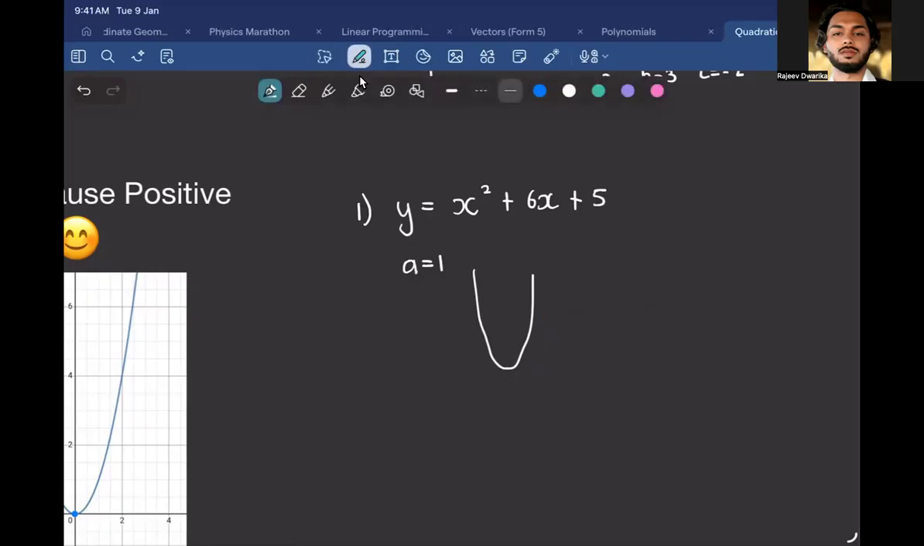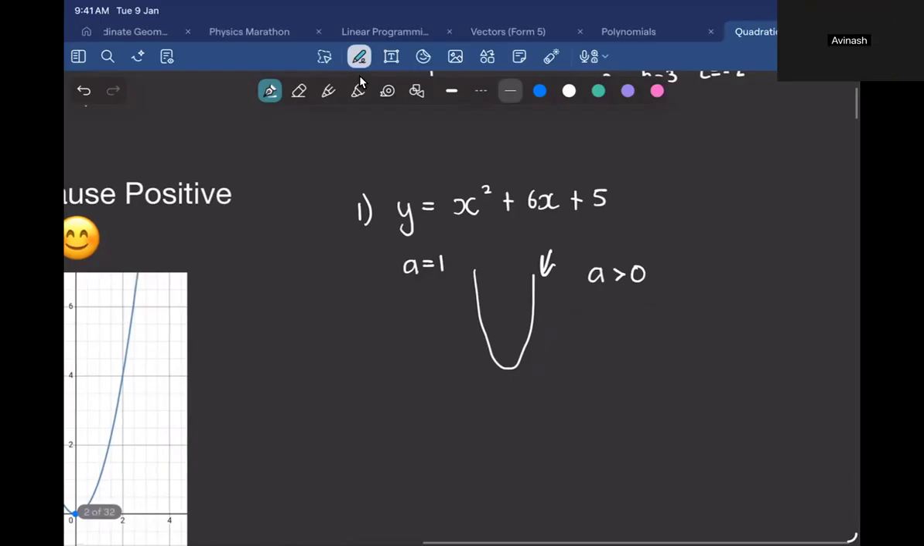So generally speaking, if A is more than 0, it's going to be a minimum turning point. So we call that a minimum turning point. Right? Yes, sir. Okay.